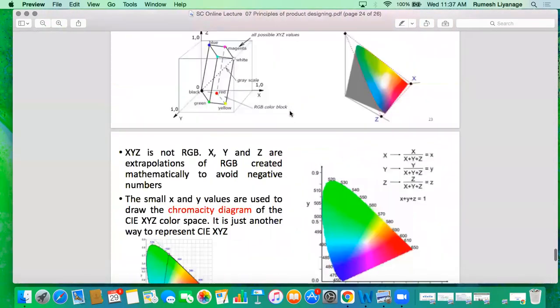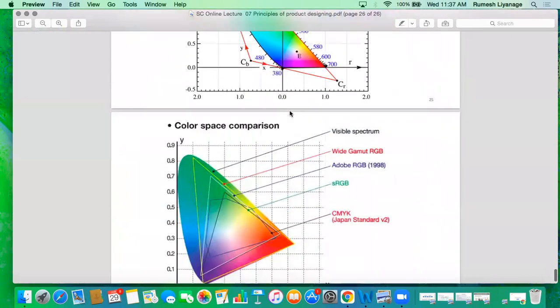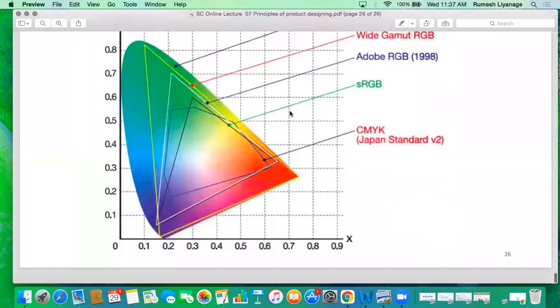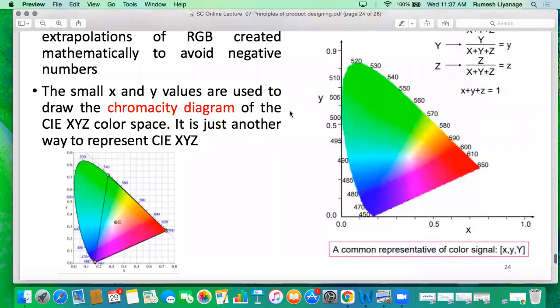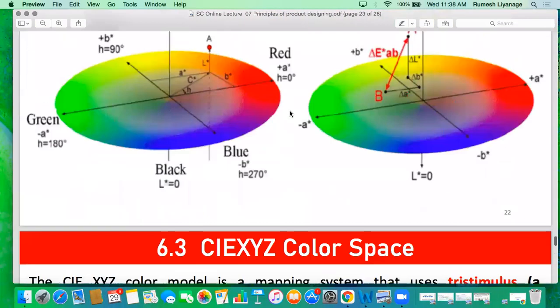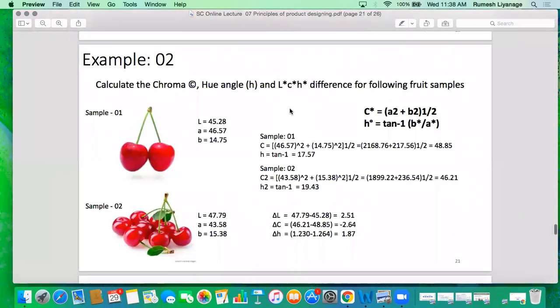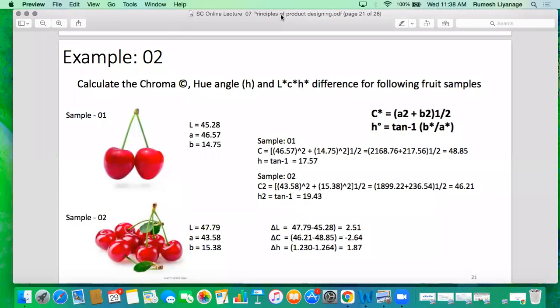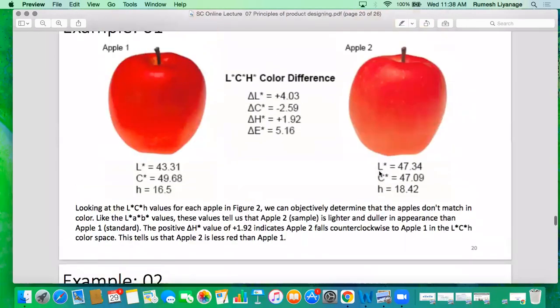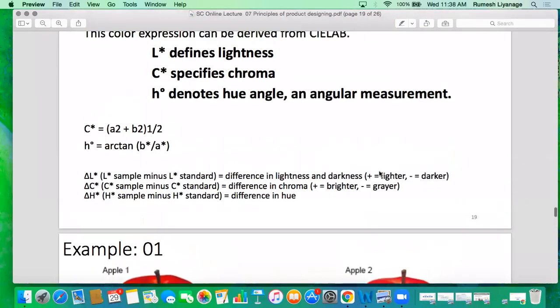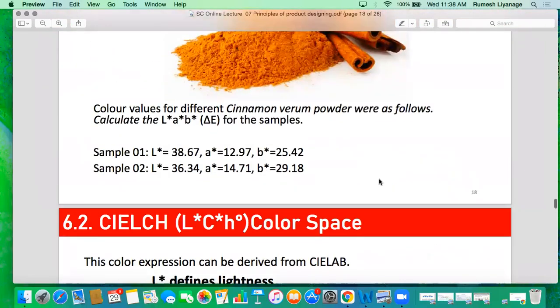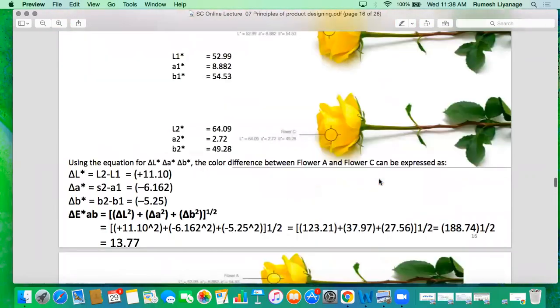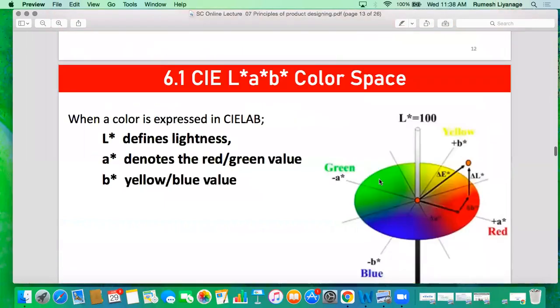Then the XYZ color space. You just read and understand what the differences are between these three designs, right? Try to do these examples. If you have any doubts, we can have another session before exams. I suppose these are very easy. You have to use your calculator and do these things, right? So this is about color spaces and colors.